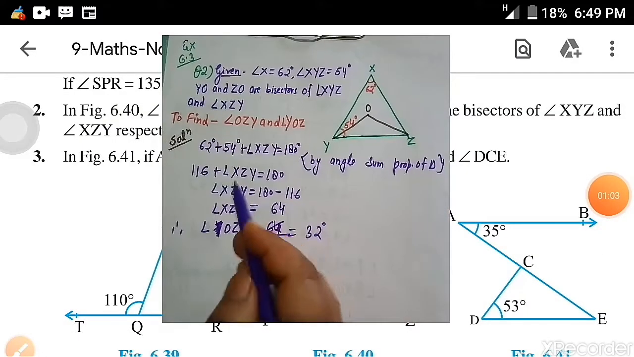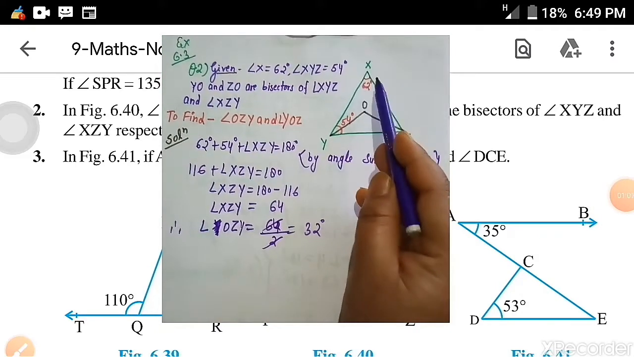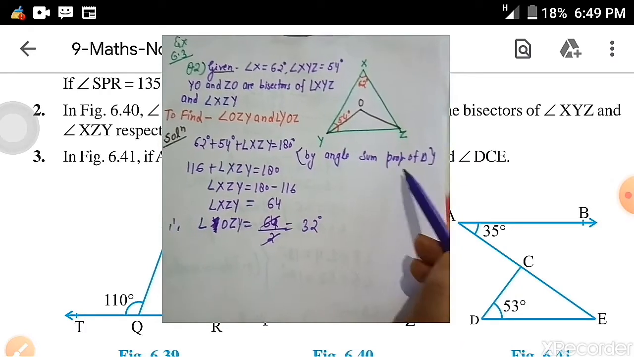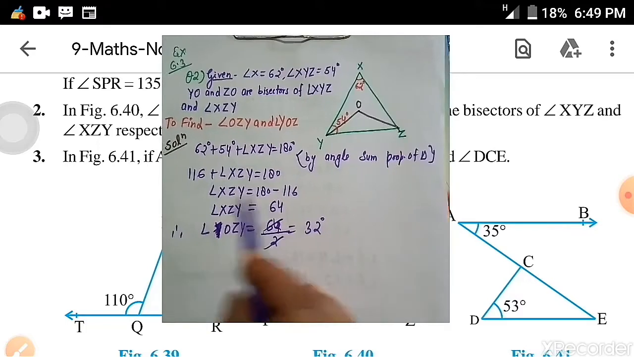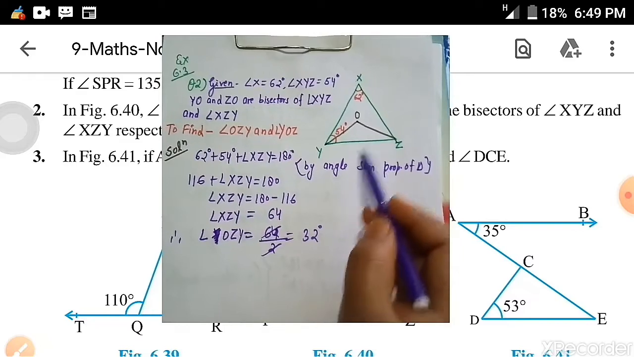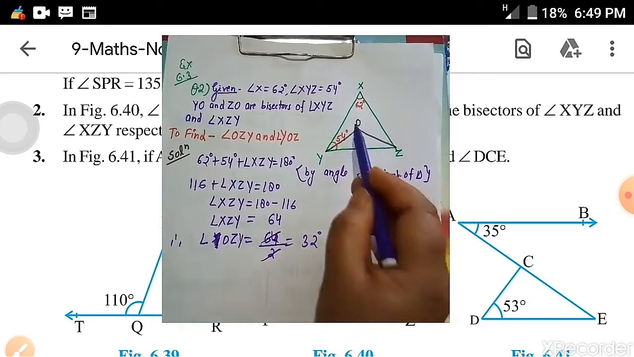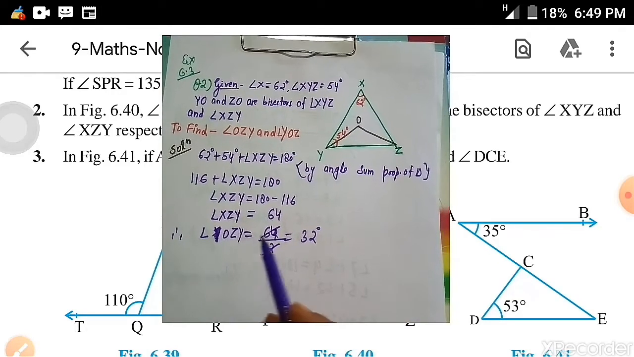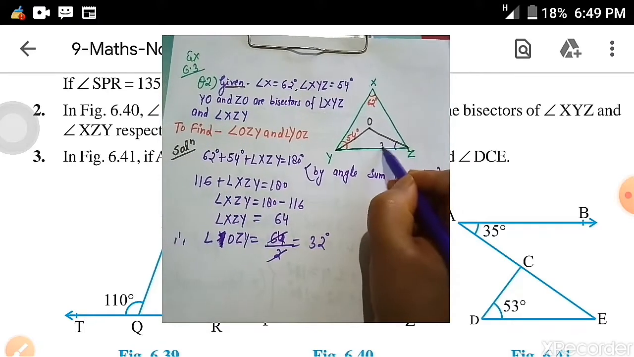So you can see that as I told you, we will apply the angle sum property in this triangle. 62 degree plus 54 degree plus Z is equal to 180 degree. I have written that by the angle sum property of triangle. Now we will add these, 116, and we will find out the value of XZY. But we required OZY, and OZY is half of this angle because OZ is angle bisector. So I have made it half. OZY is equal to 64 upon 2, it's 32 degree. Now this angle we found is 32 degree.